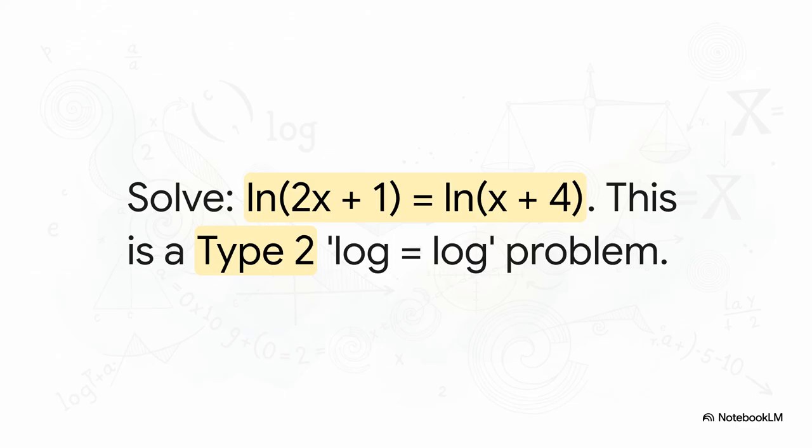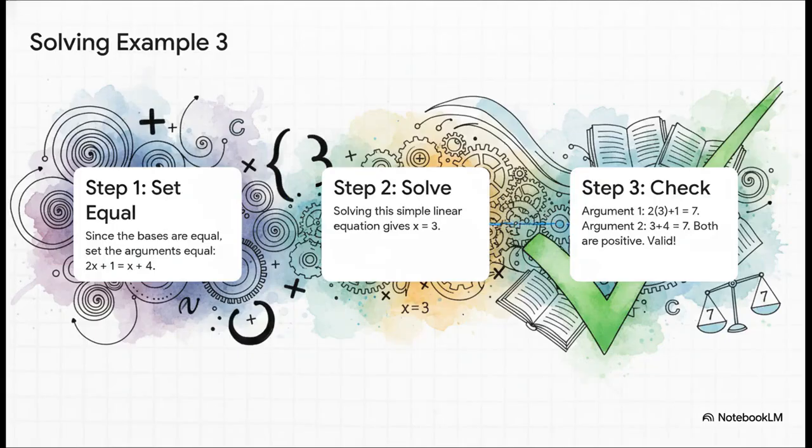Okay, for our last example, we have a classic type 2 problem. We've got a log equal to another log. In this case, they're both natural logs, which just means they have the same base, e. Now, this might look a little advanced, but it's actually the most straightforward type to solve. So for this one, we grab our second master key.